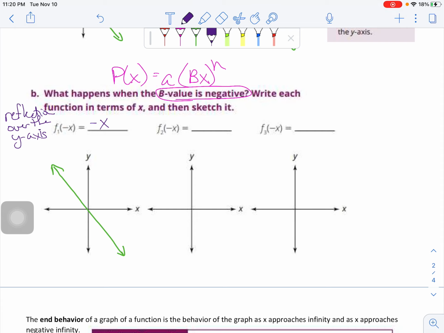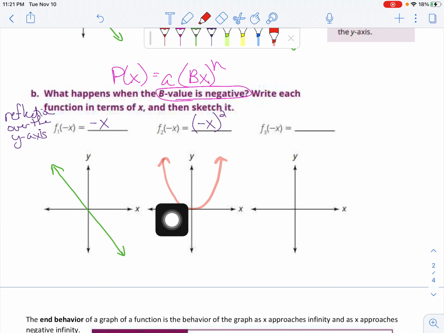quadratic function, when we write the equation, it would be negative x in parentheses squared. Okay, so that reflection over the y-axis, I'm going to do the same thing. I'll draw a little quadratic graph here. Not great, but we'll make it work for us. So this piece over here in the upper left is going to reflect to the upper right. The upper right is going to reflect to the upper left. So it's moving left to right here.